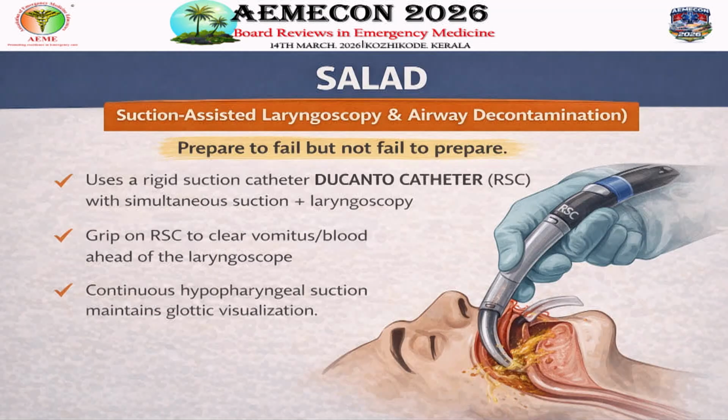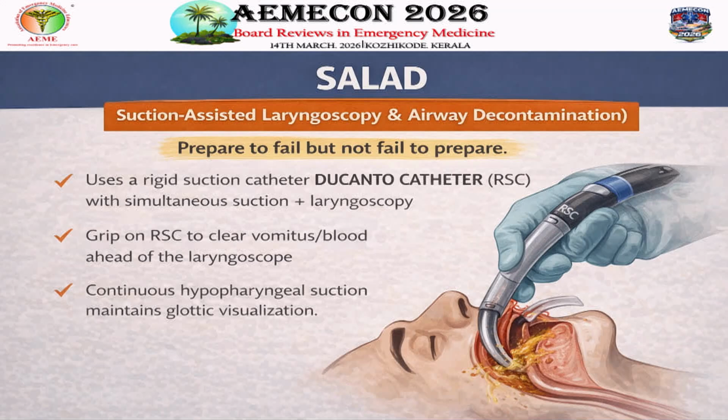Coming to the next technique called SALAD, right? And here I gave a caption, prepare to fail, but not fail to prepare. When you are dealing with the UGI bleed airway, prepare to fail, but not fail to prepare, right? SALAD is suction assisted laryngoscopy and airway decontamination.